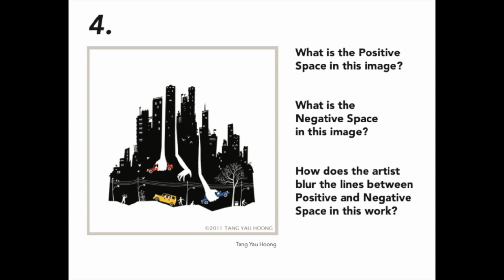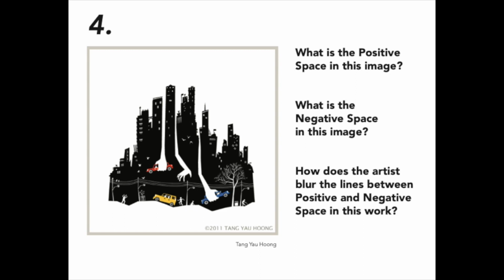Once you have those two answers completed, consider how the artist blurs the lines between positive and negative space in this artwork. You may have identified the city's buildings in black as part of the positive space. That would mean that the space in between the buildings, the white areas, would be the negative space.